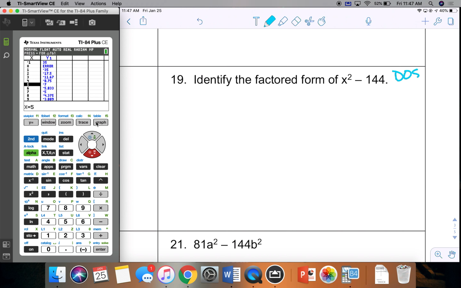This one I see two terms, x squared and a negative 144, so I'm going to see if it's a difference of squares. It does have two terms. It does have a minus sign, so I need to check and see if I can take the square root of both terms. So the first term is an x squared. The square root of x squared is x. The square root of 144 is 12, so I can take the square root.